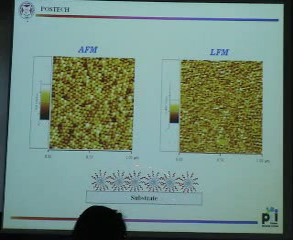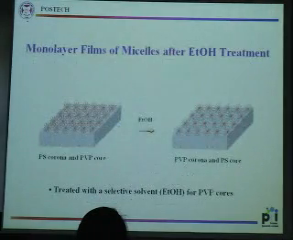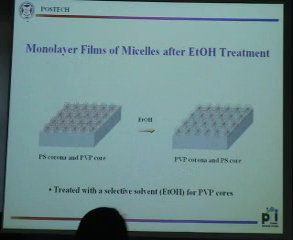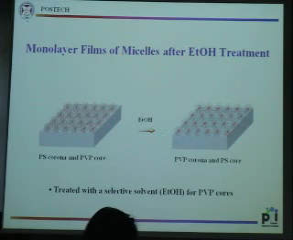So we changed the morphology of this nanopattern by simply treating with a selective solvent for the core. So simply we dipped this monolayer film in a selective solvent of the core block, that is ethanol, and the ethanol is a selective solvent for the PVP. So we see that the red PVP blocks becomes the corona, and the gray color PS becomes the core. So that means that there is a core-corona inversion.